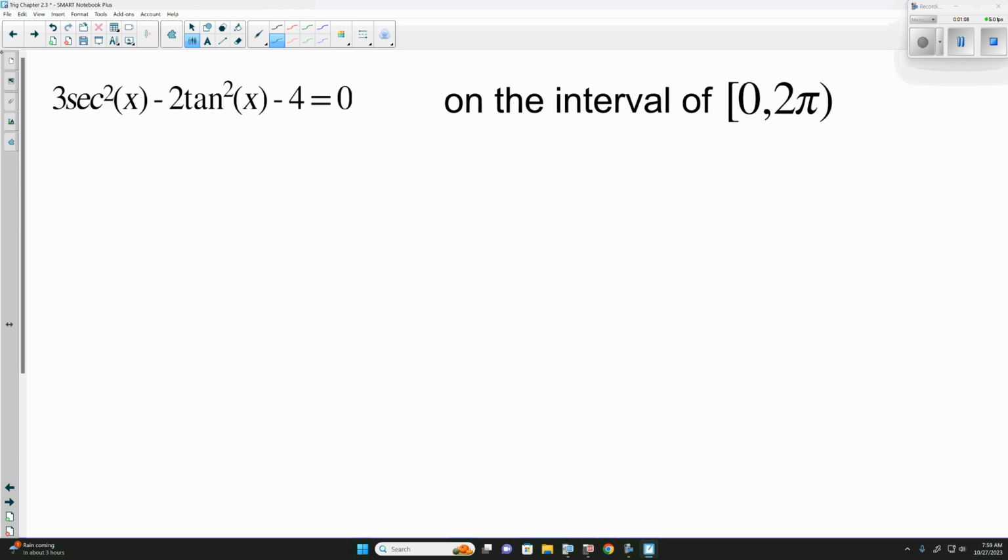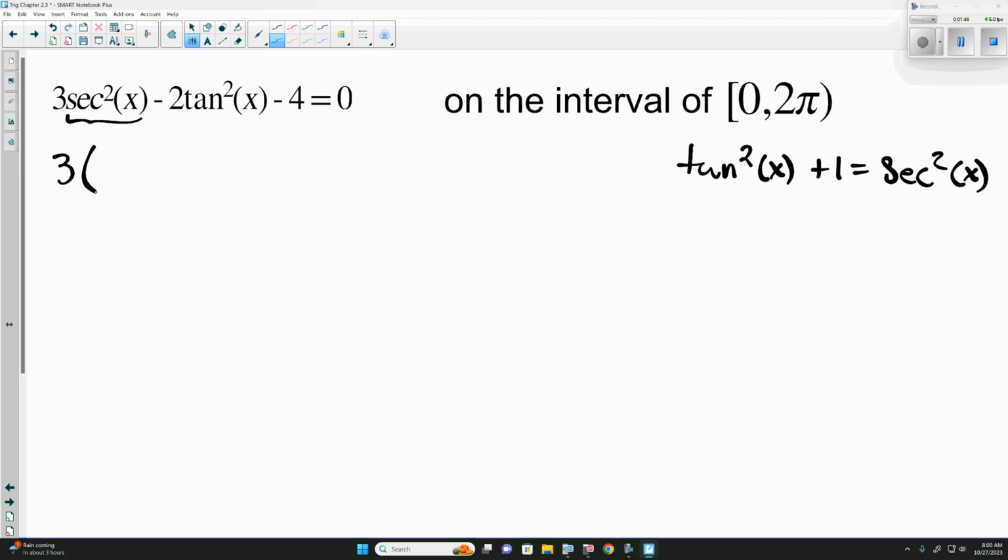I had the Pythagorean identities posted here, but that's fine because the Pythagorean identity with this here says that tangent squared of x plus 1 is equal to secant squared of x. So we can do this in one of two ways. We can either replace secant squared with tangent squared plus 1, or we can replace tangent squared with secant squared minus 1. I think it'll be a little bit easier to just replace secant because it's one term.